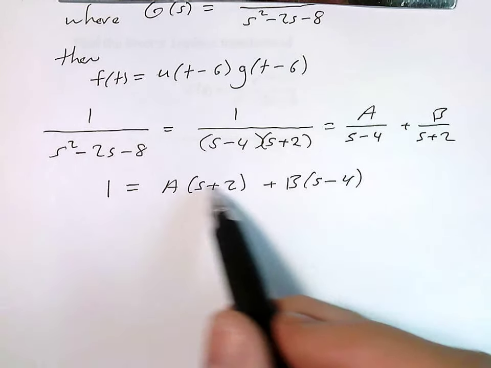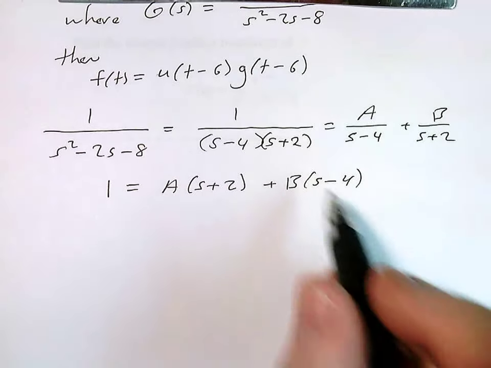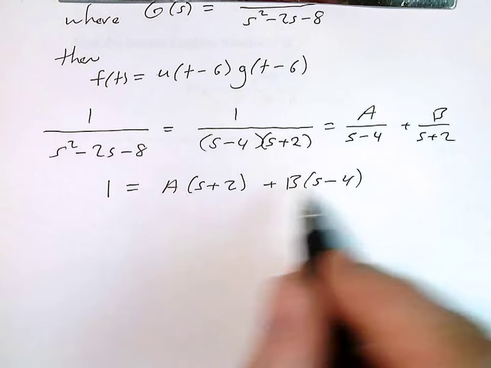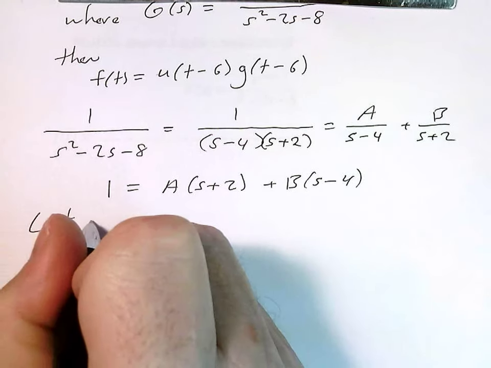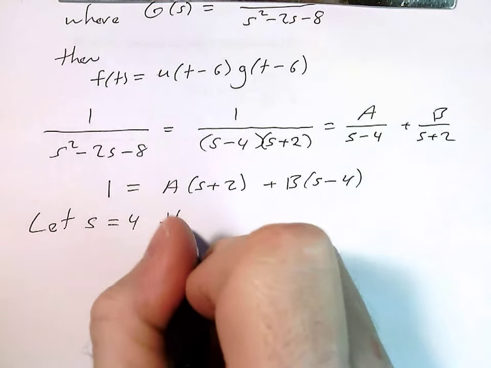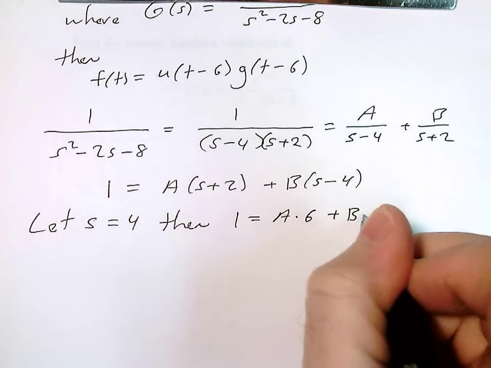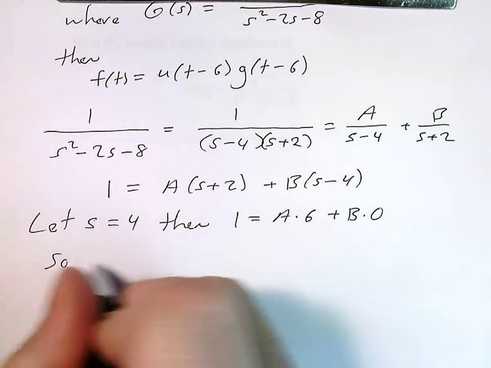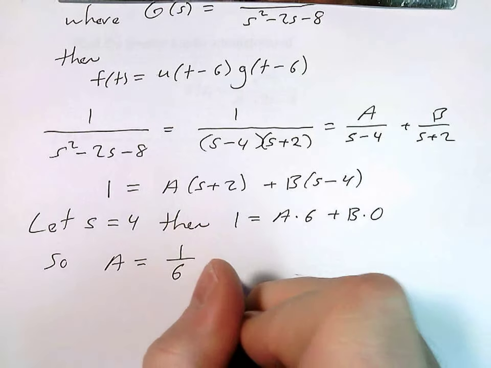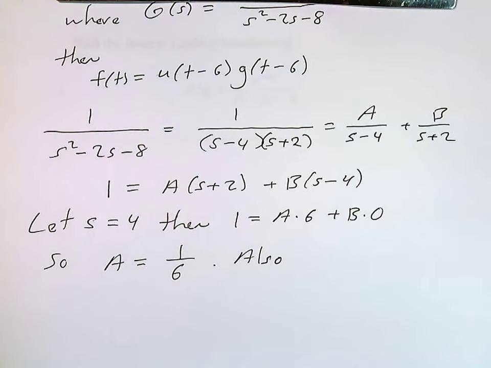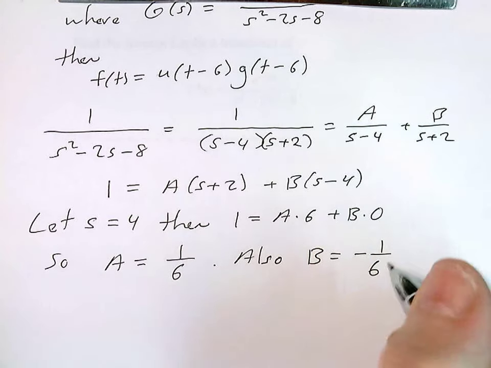And now I can multiply this out and equate coefficients. You may have done it that way before. Or I can choose my s carefully and get these constants A and B quite easily. So this should work for s equals 4. Then I have 1 equals A times 6 plus B times 0. So I get A equals 1/6 from that. And then also I could let s be negative 2 if I wanted. I'll get B equals negative 1/6. Okay?